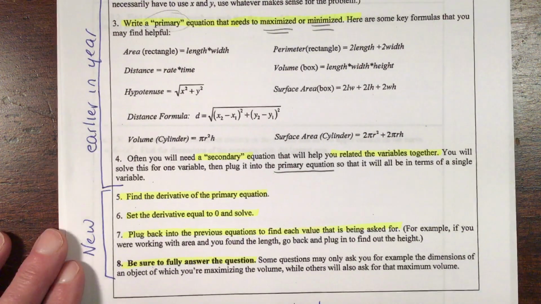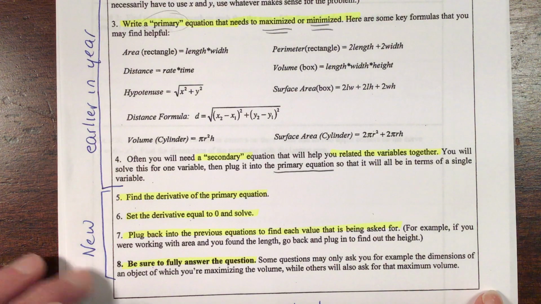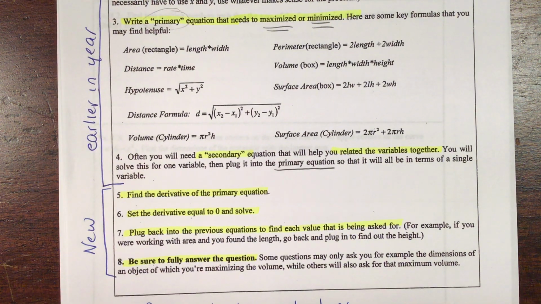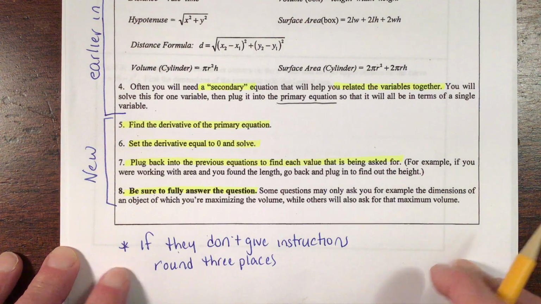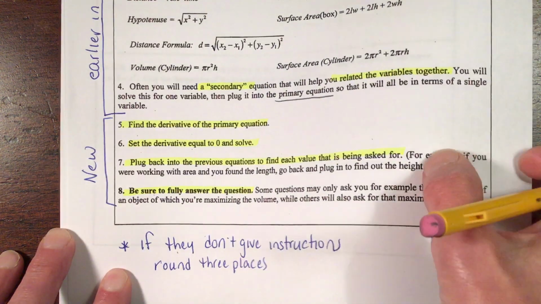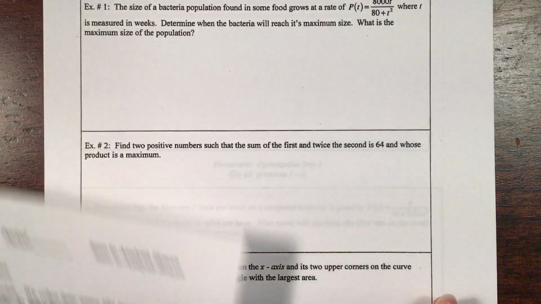After we have that all set, you find the derivative. You set the derivative equal to 0. And then you plug back in to find the values that are being asked for. Be sure to answer the questions fully. So just be aware, we're going to try to focus on that as we move through problems. If they don't give you instructions on rounding, always round 3 places. All right, so you might want to keep this paper near you, next to you while we're working through problems because it will be very helpful.